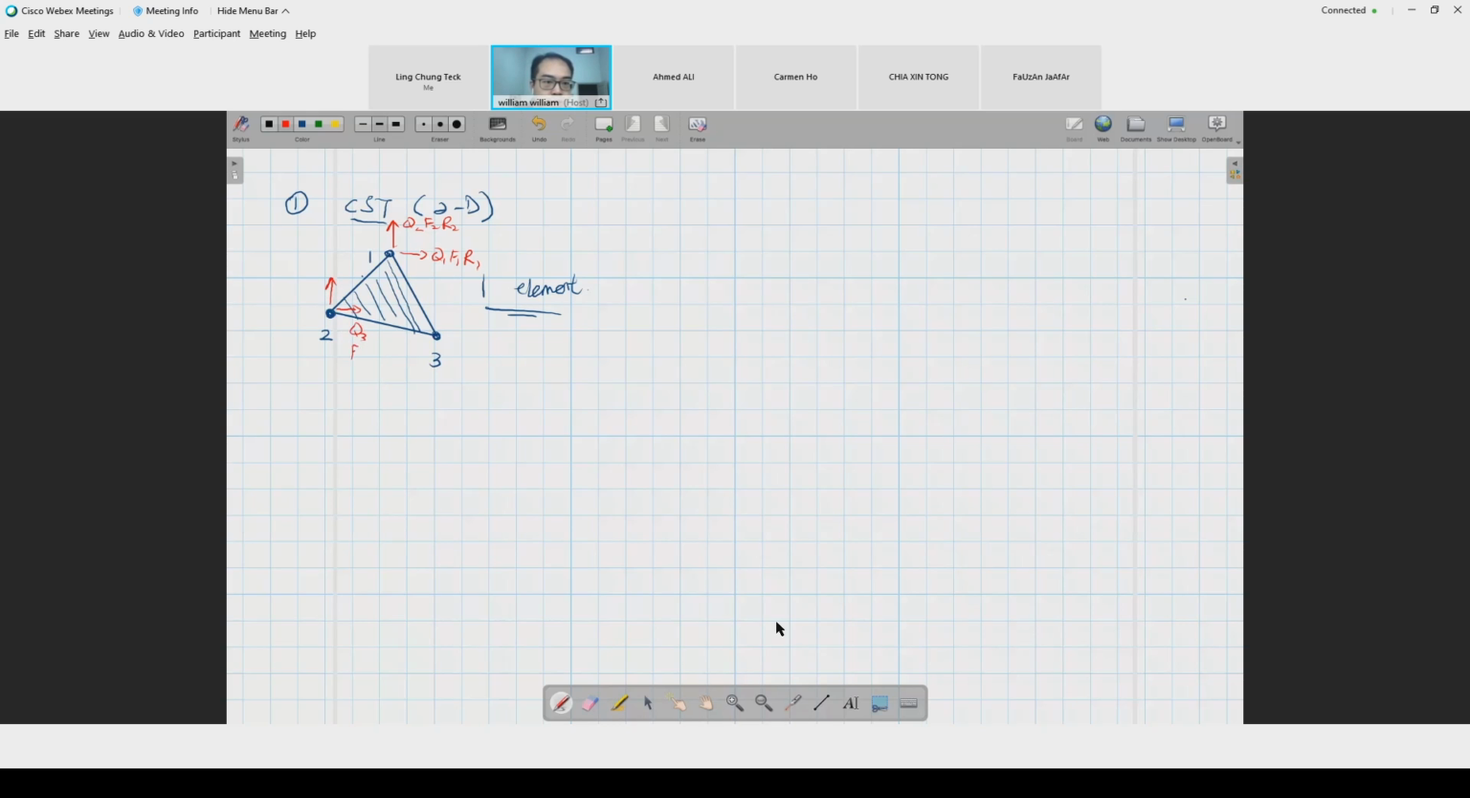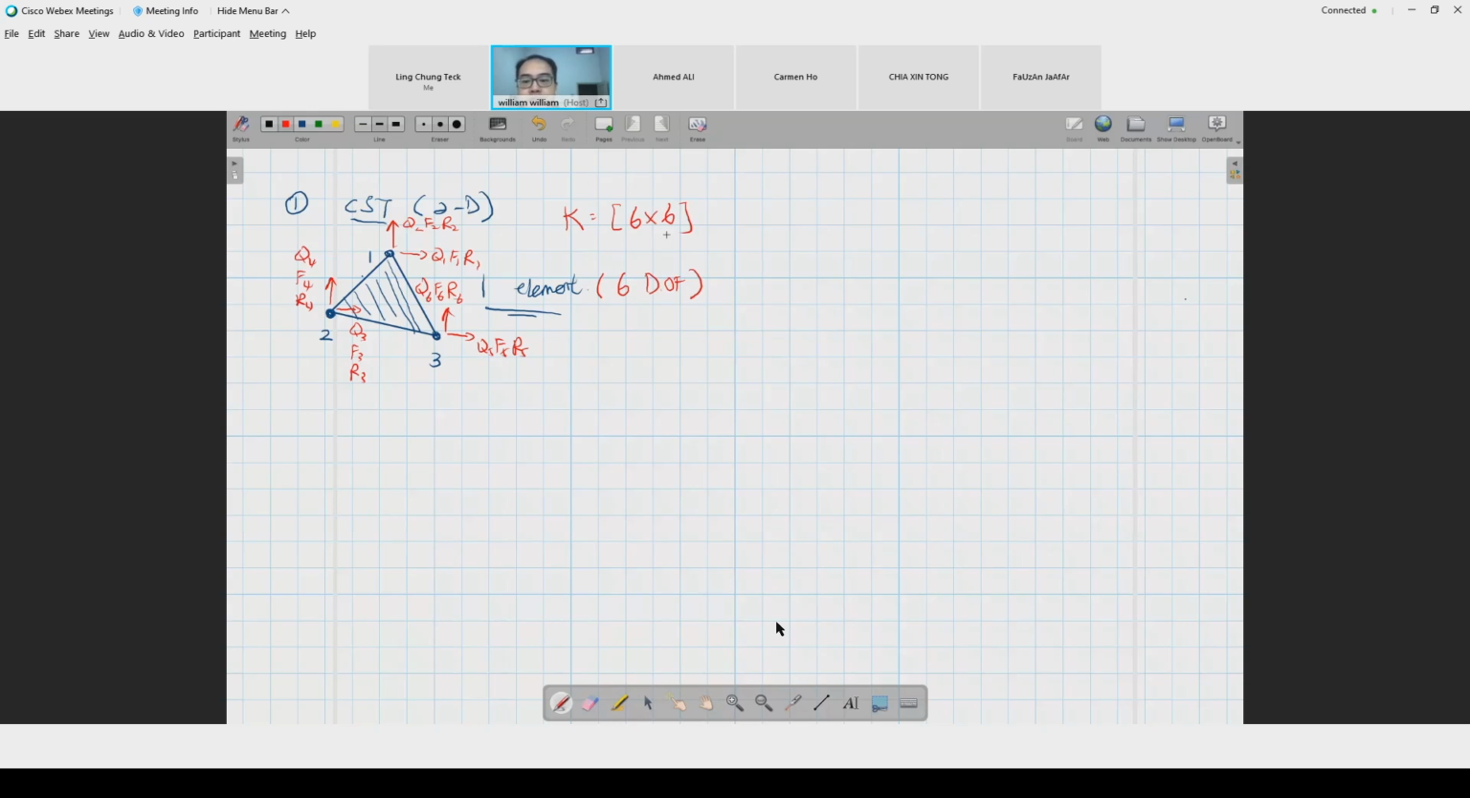So here is Q3, F3, R3. Here will be Q4, F4, R4. Then followed by node number 3, you have X and Y. So here will be Q5, F5, R5, Q6, F6, R6. So in total you have 6 degrees of freedom per element. From this, you will be able to tell the element stiffness matrix to be a 6 by 6 matrix.